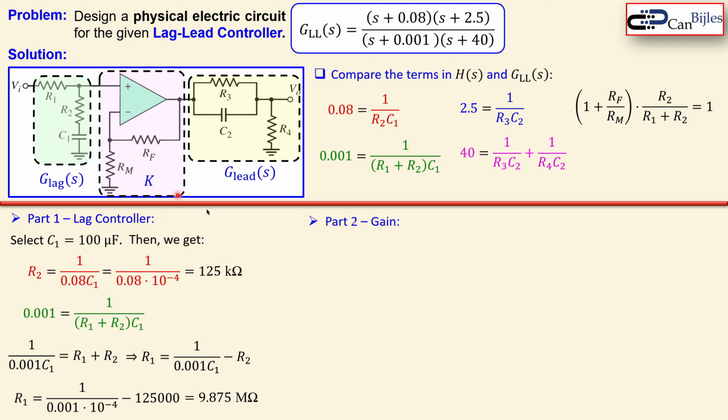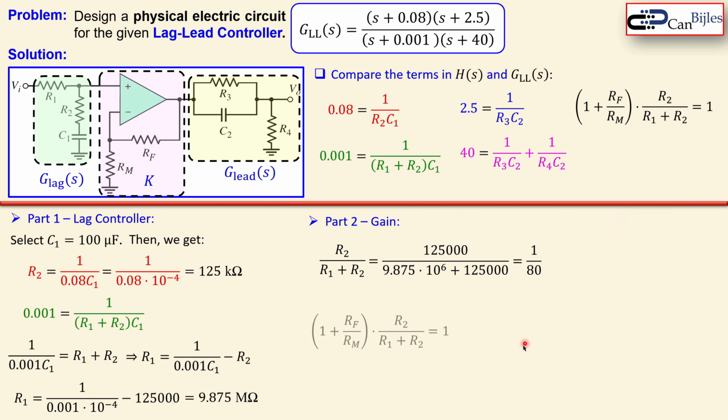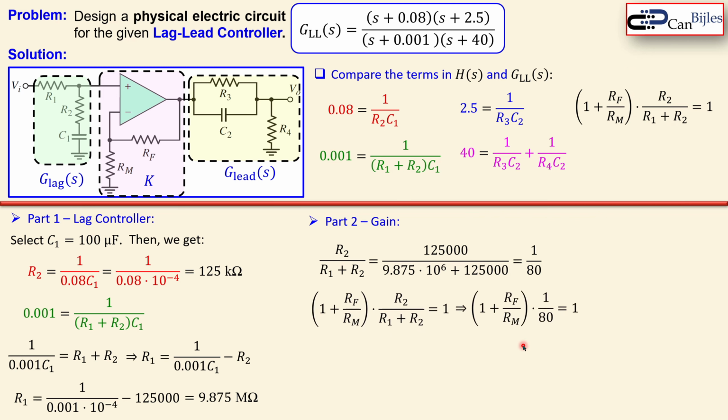Okay. Part 2 is the gain stage, this one. Now we already said that this must be 1. So we can use that, and let's first calculate this R2 over (R1 plus R2), because we know the values of these 2 resistors, and that will give us 1 over 80 exactly. So that means this times 1 over 80 must be 1. Let's write it down. That's shown here. Now in order to get 1, this here must be 80. So 80 is equal to 1 plus RF over RM.